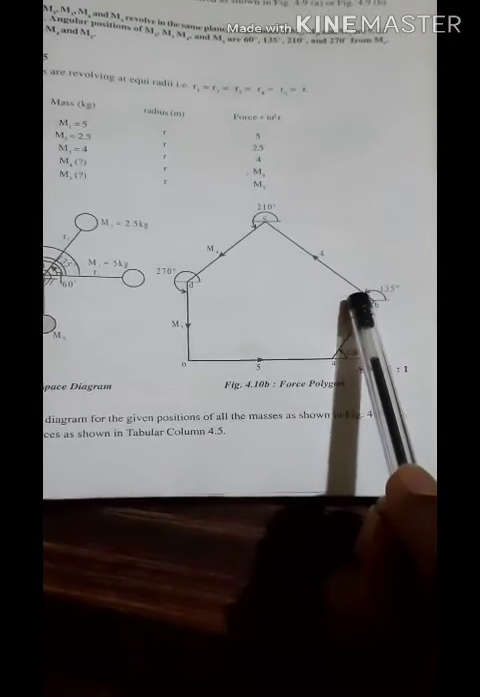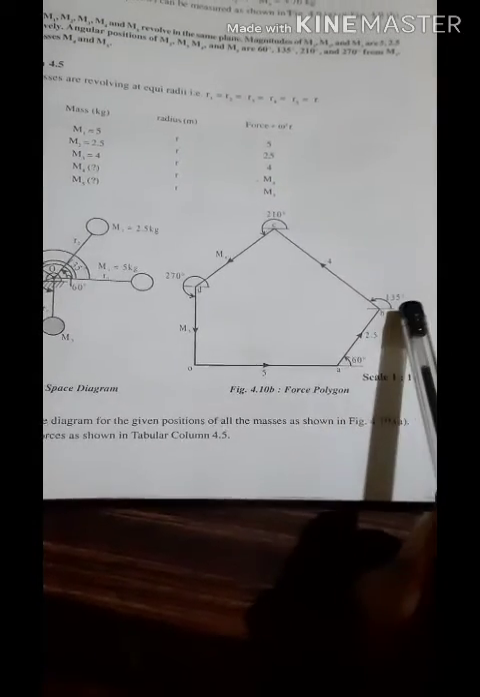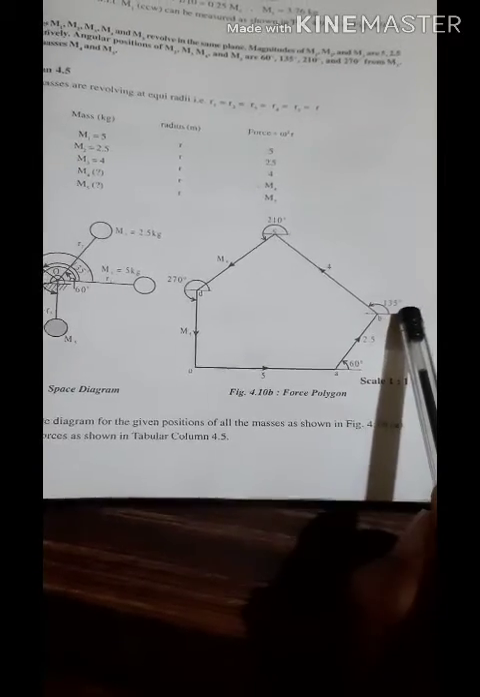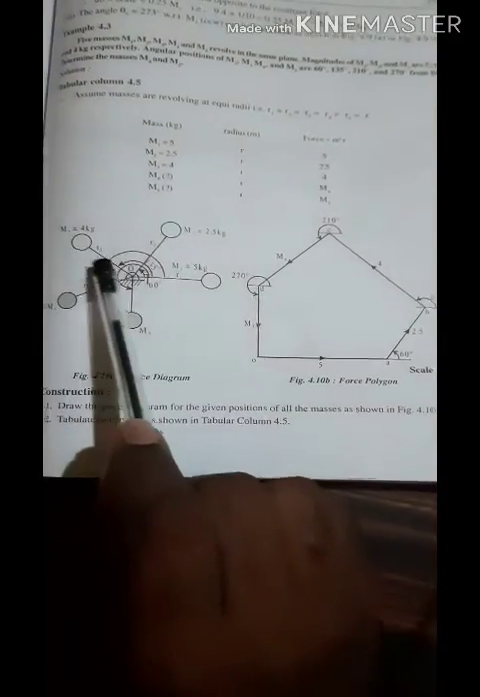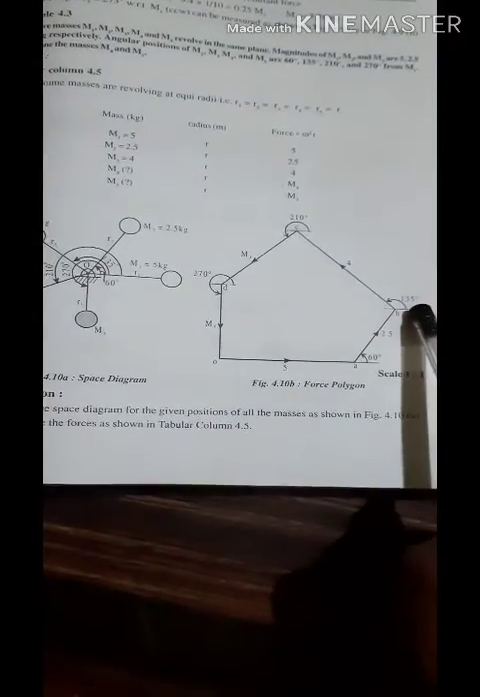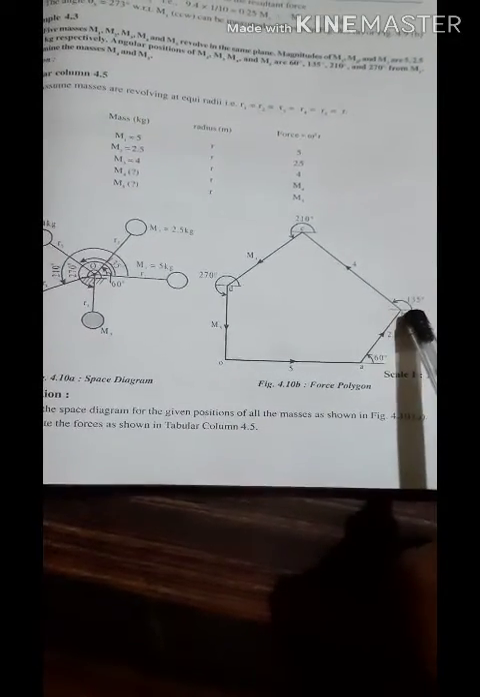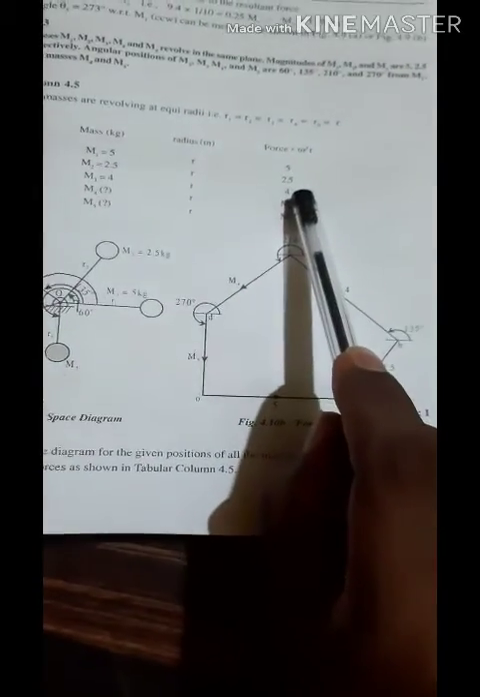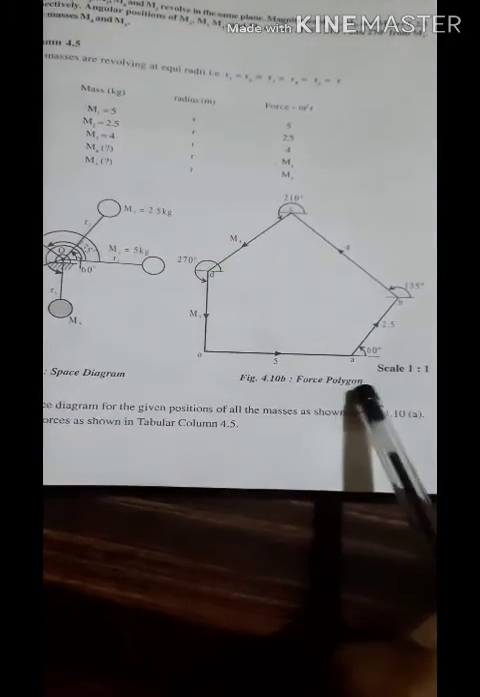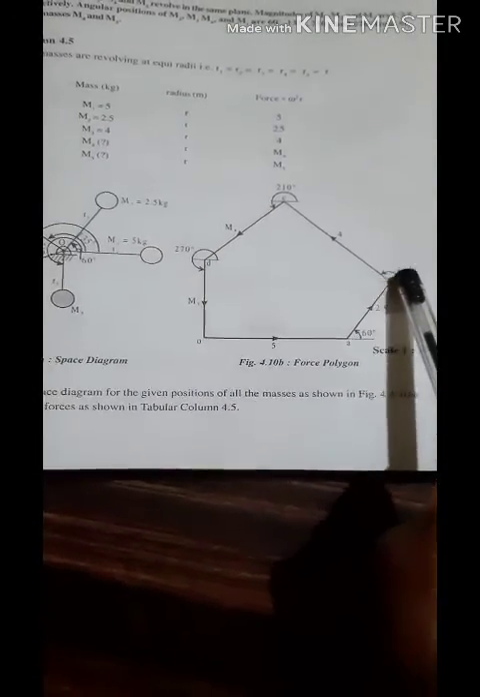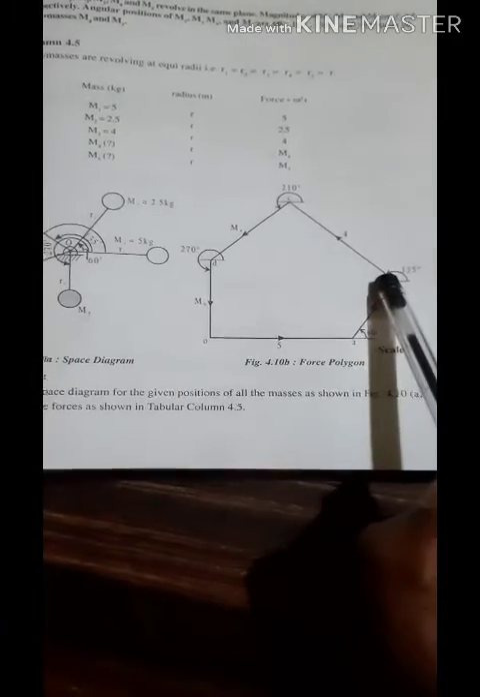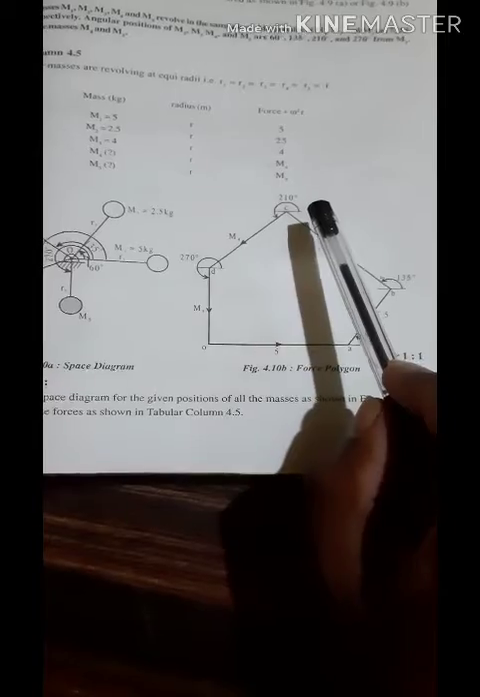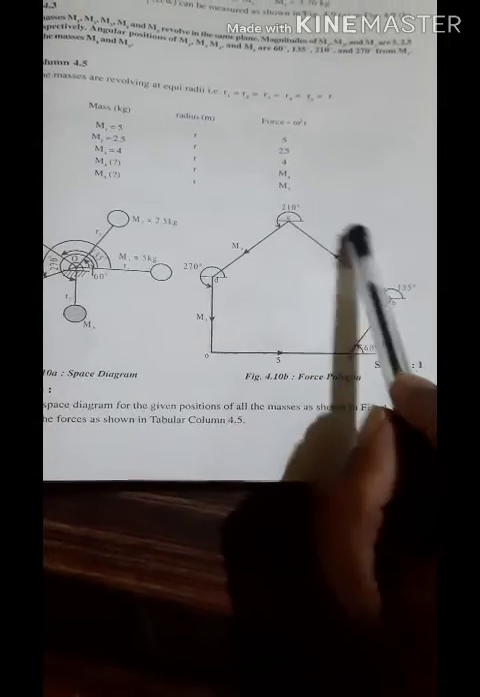So again, from point B, draw a horizontal line. Take the angle for the third mass, m3, which is at 135 degrees. Take an angle of 135 degrees from point B, with mass m3 as 4, meaning 4 centimeter with the scale. So draw a line at 135 degrees from B to C, 4 centimeter. This is point C.